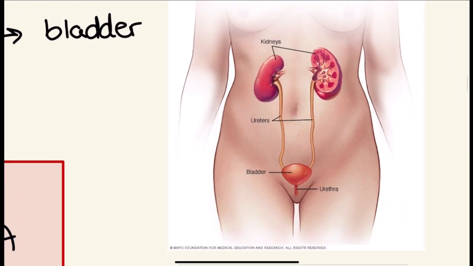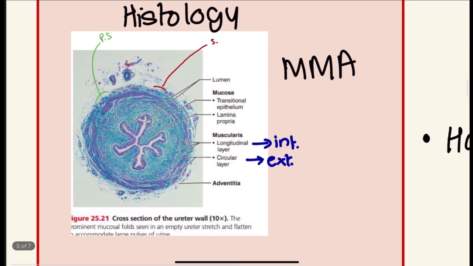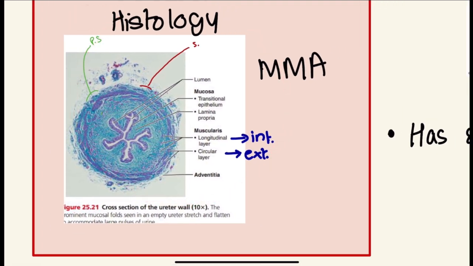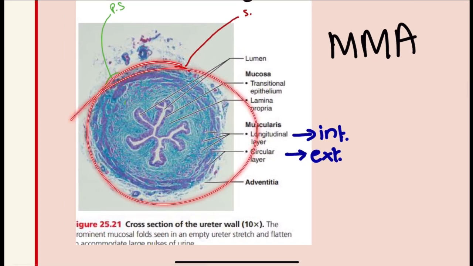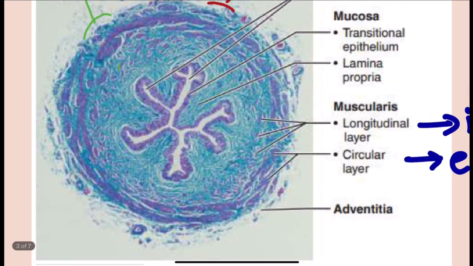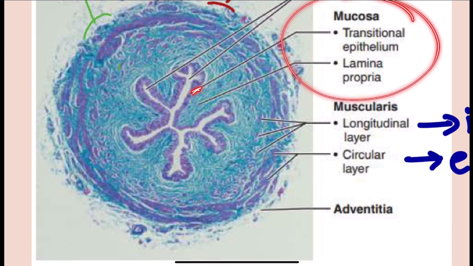Okay, let's move on. Looking at the histology, let's look at this part and try to understand it. I'm looking at my ureter under a microscope, a cross-section. Cross-section means that if this is the person, I took it like this. So let's start with the mucosa layer, which is this layer on the inside. This layer is my mucosa layer.